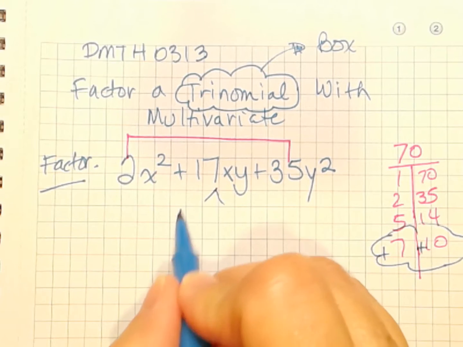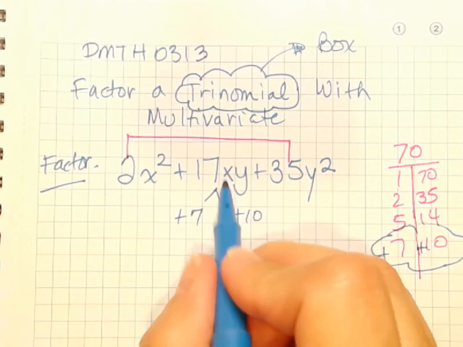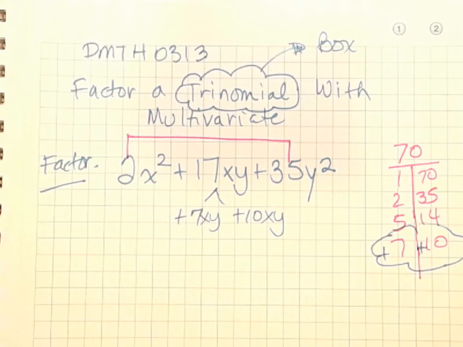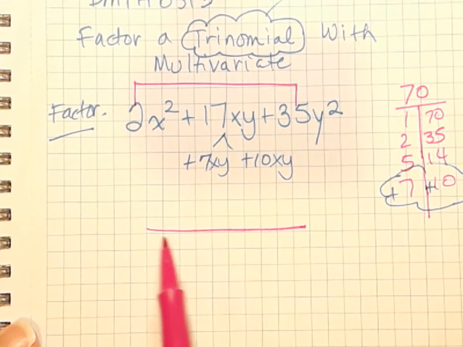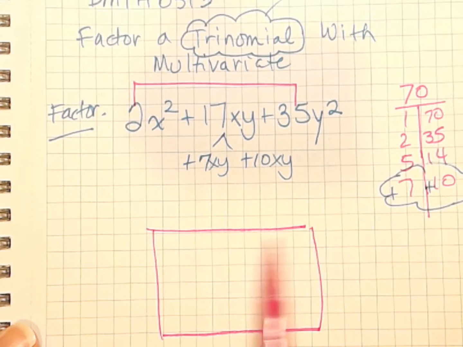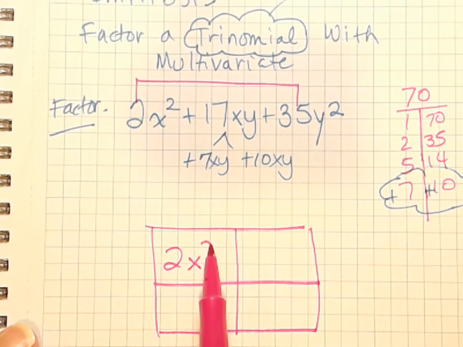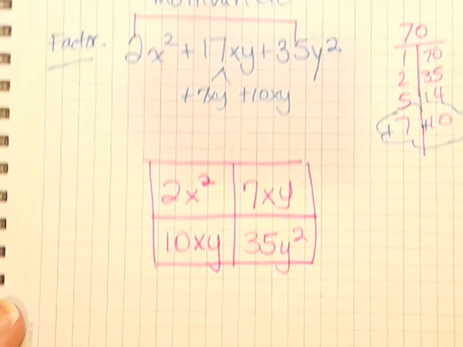So I know that this 17 is going to become a 7 and a 10, and notice that the term is an xy in the middle, so I'm going to need an xy. So when I make my 2 by 2 box this time, my first term is going to be my 2x squared, and then my last term down here is going to be my 35y squared, and then I'm going to put the 7xy in one of the boxes and the 10xy in the other box.